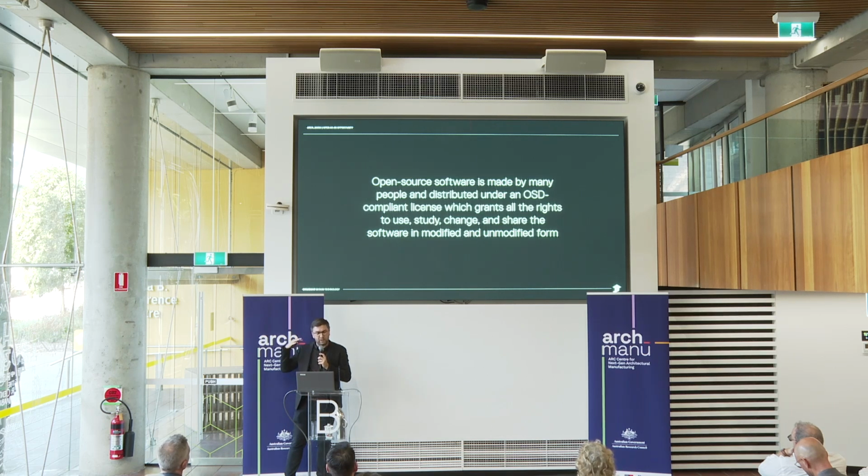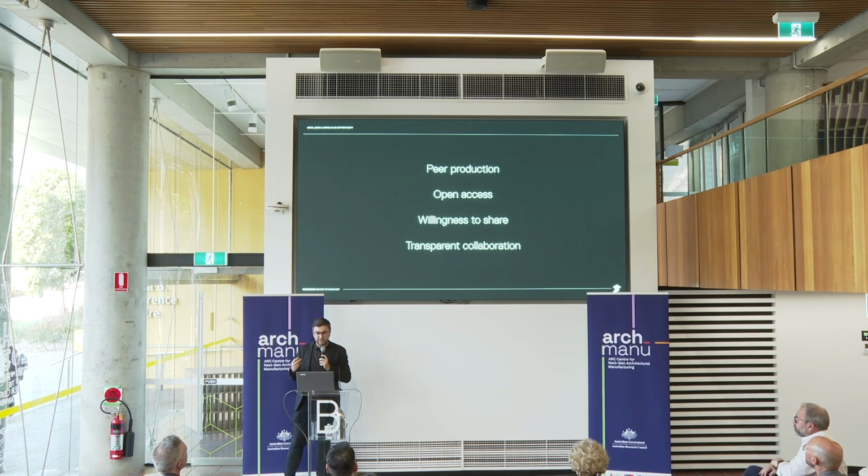Open source software is made by many people and distributed under a license which grants all the rights to use, study, change, and share the software in modified and unmodified form. Bit of a mouthful. But what that comes down to is peer production, open access, a willingness to share, and transparent collaboration. These are the 4 key characteristics, and it's when we come to these characteristics that we as an industry currently fall down a huge amount.